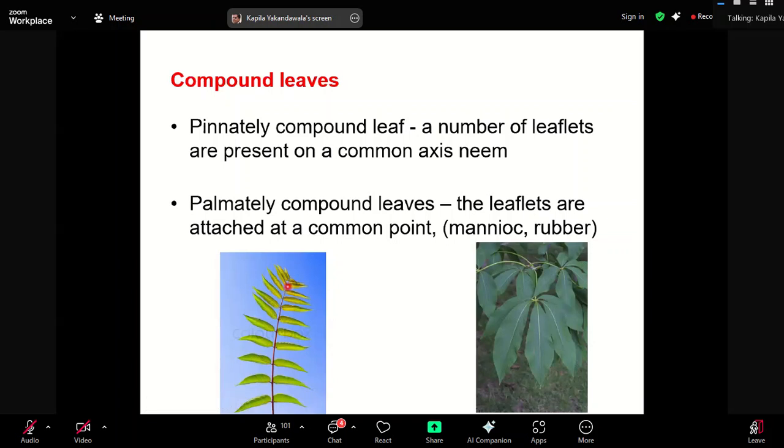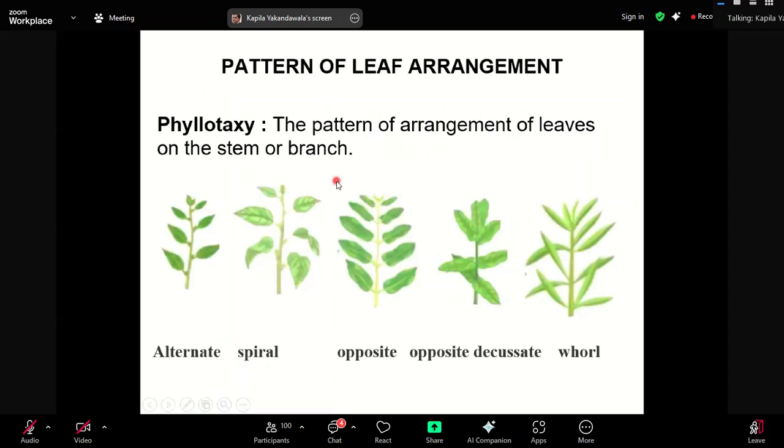As an example, neem. In palmately compound leaves, leaflets are attached to a common point, a single point. All the leaflets are attached to a single point, as you can see here. In the case of manioc and rubber, leaflets are attached to a single point, so you call it palmately compound leaf. In pinnately compound leaves, leaflets are attached to a common axis. That's the difference.